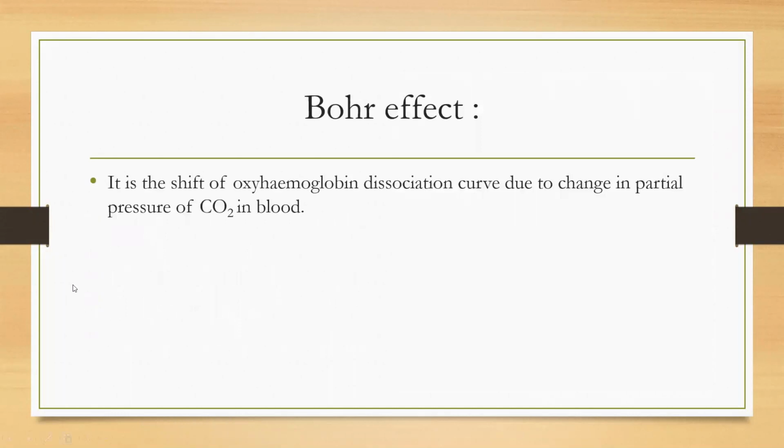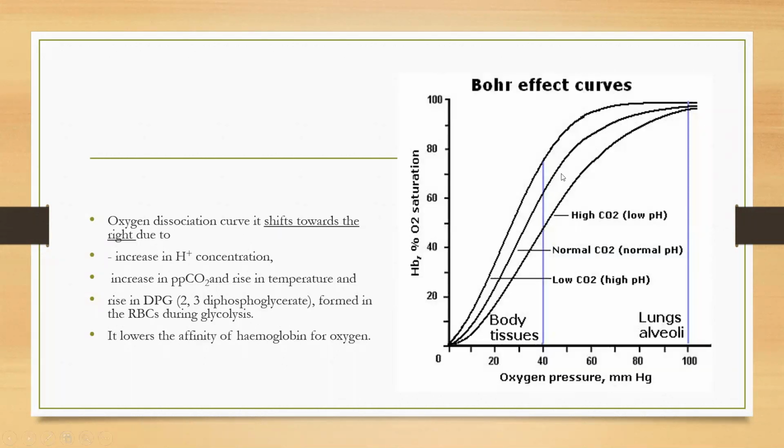So this shift of the oxyhemoglobin dissociation curve due to change in partial pressure of carbon dioxide in blood is called the Bohr effect. What is the Bohr effect? It is the shift of the oxyhemoglobin dissociation curve due to change in the partial pressure of carbon dioxide in blood. As we had seen earlier, it is a sigmoid curve, but when it shifts to the right because of certain factors, it is called the Bohr effect. Bohr was a scientist, basically Niels Bohr was the name, and he gave us all these studies regarding the oxygen dissociation curve.